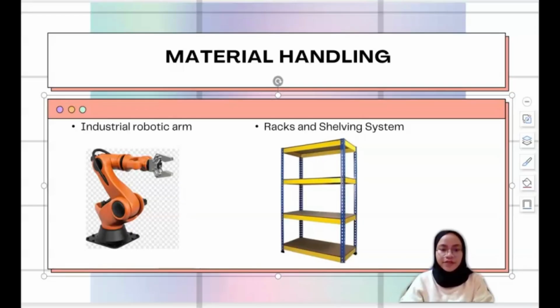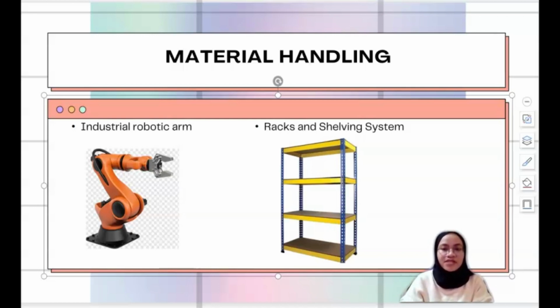Material handling refers to the efficient and safe handling of raw materials, components, work-in-progress items, and finished products. The first one is the industrial robotic arm. Analog front end ICs have resistors and capacitors. These components are mounted and handled onto the IC using the industrial robotic arm because they are tiny and small.